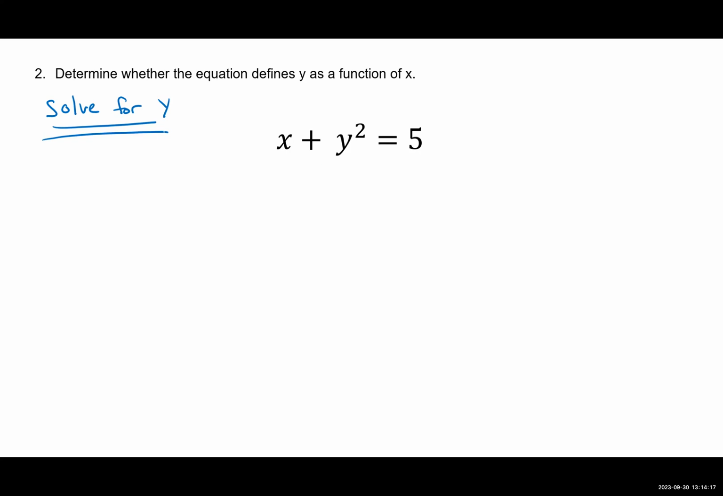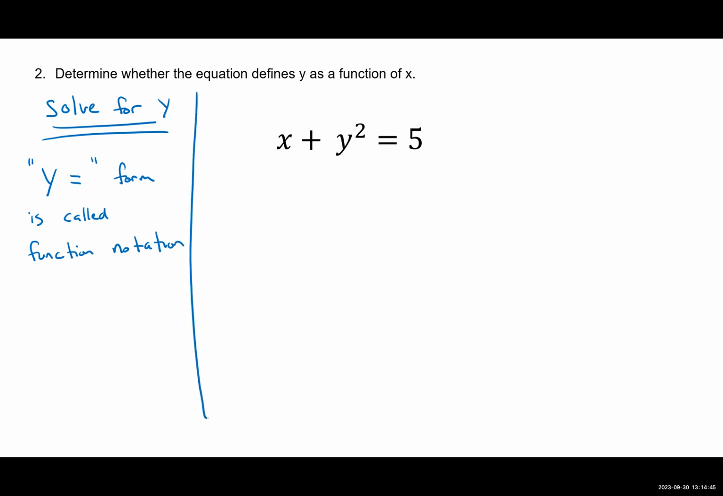So to determine if it's a function or not, we have to solve for y. Y equals form, solving for y, getting y by itself. Y equals form is called function notation. So this is how I solve this problem. The question is, is this equation an actual function, yes or no? How do I solve it? Well, we have to solve for y. And this is something we've done before.